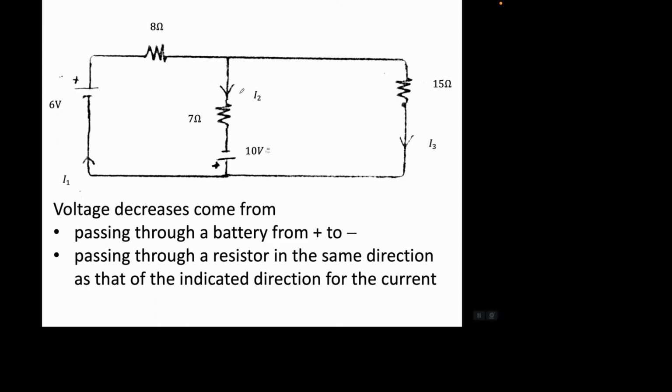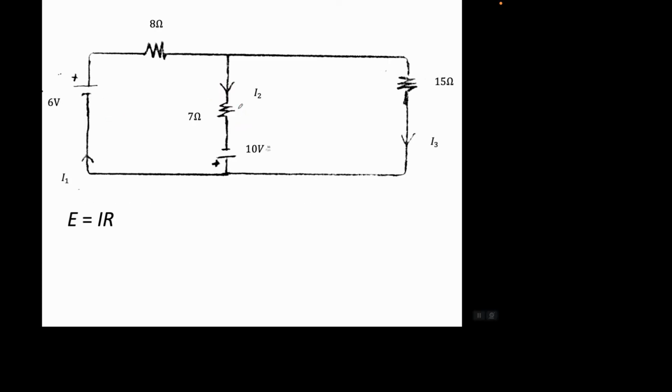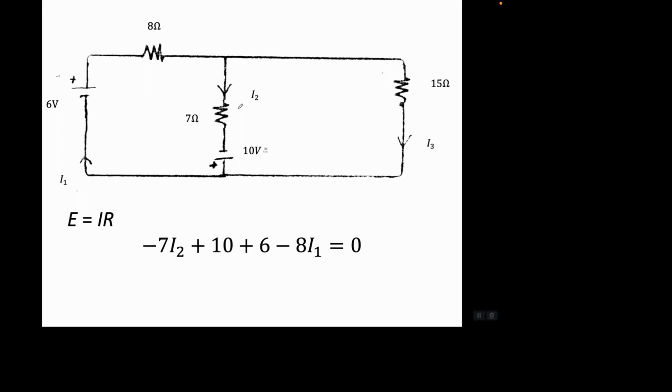Conversely, voltage decreases come from passing through a battery from positive to negative. So if we go in this direction through the battery, or if we pass through a resistor in the same direction as that of the indicated direction for the current. So for example, current's going in this direction. If we pass through the resistor in this direction, that will lead to a voltage decrease. And we calculate those voltage decreases using E equals IR. Here's how we use it.